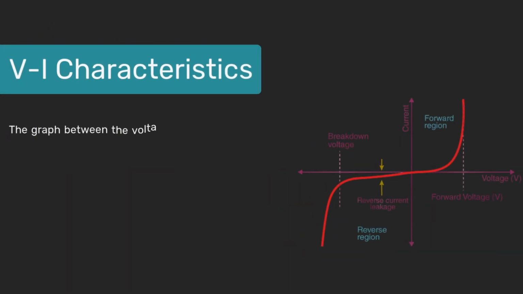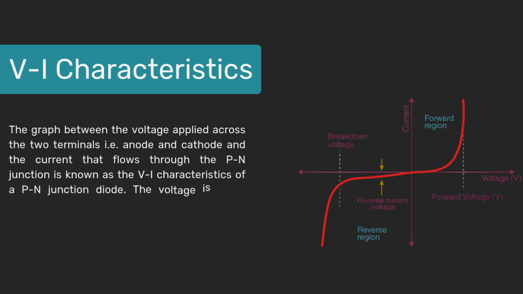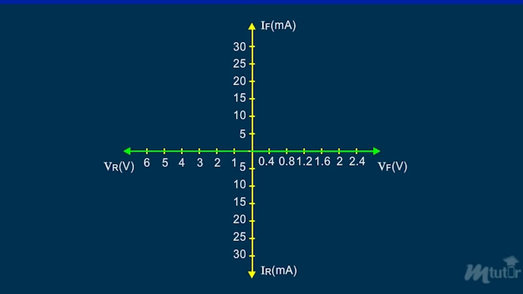So dear learner, now let us move to the VI characteristics of PN junction diode. The graph between the voltage applied across the two terminals, that is anode and cathode, and the current that flows through the PN junction is known as the VI characteristics of PN junction diode. The voltage is taken along the x-axis and the current along the y-axis.